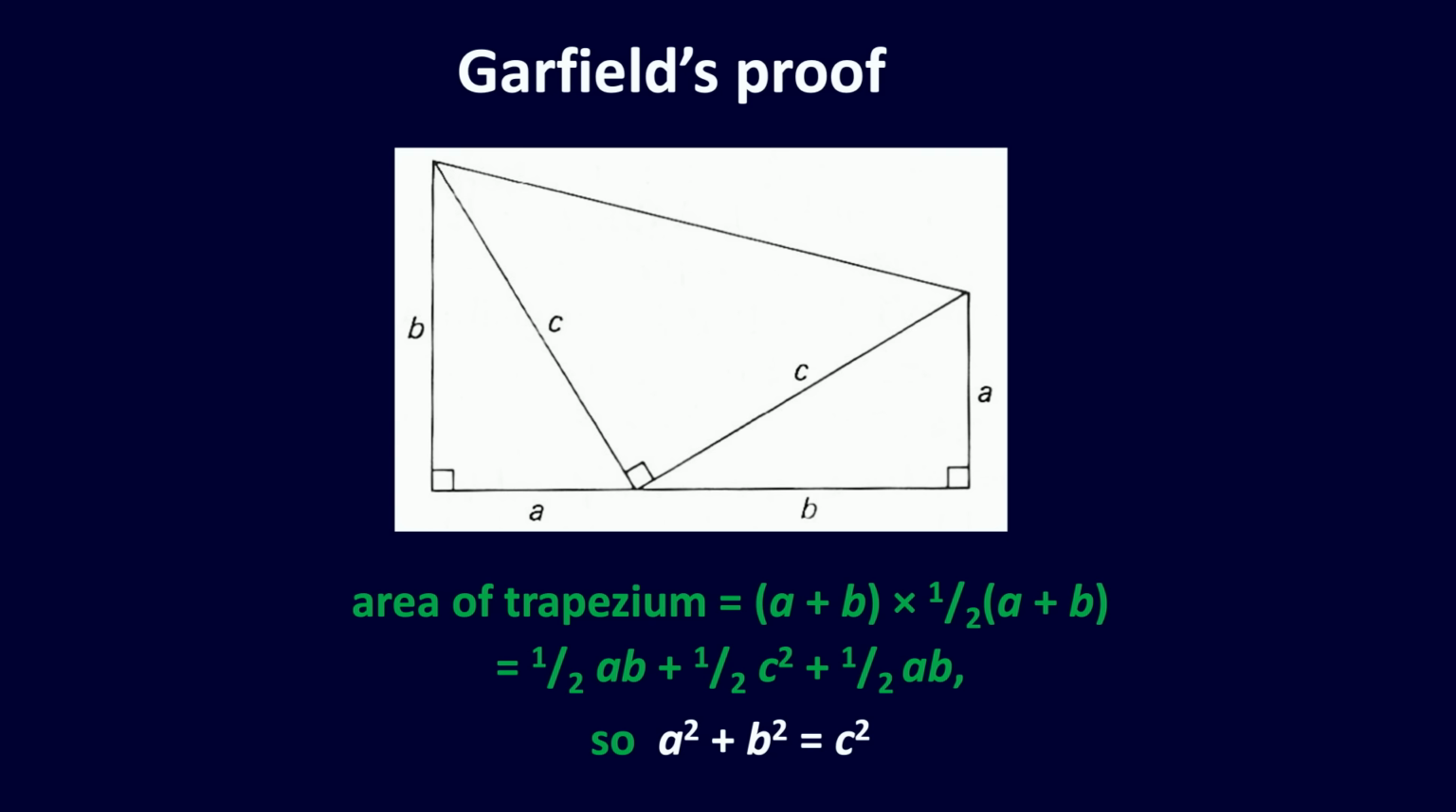Now, the area of this trapezium is the product of its base and its average height, which is a plus b times a half a plus b.